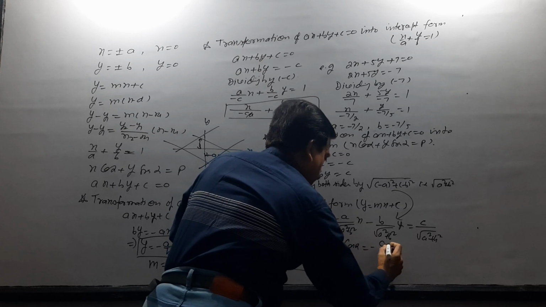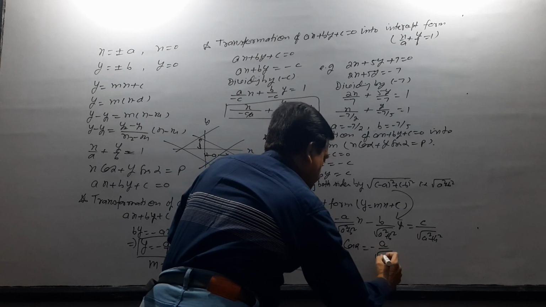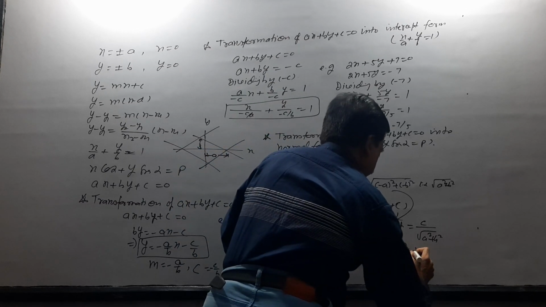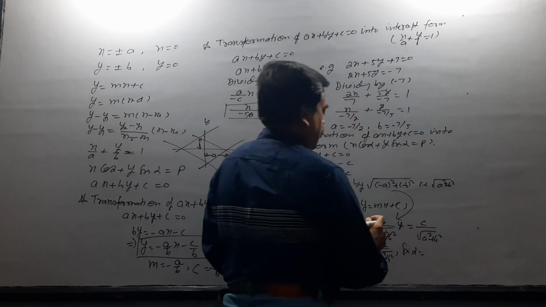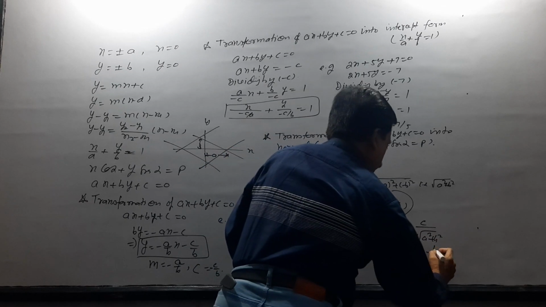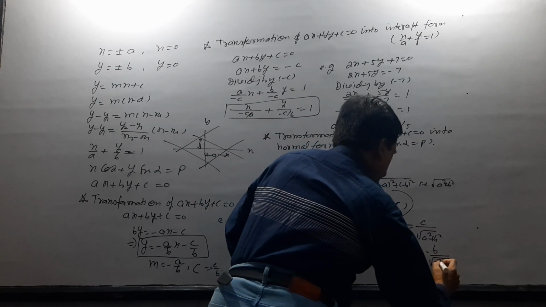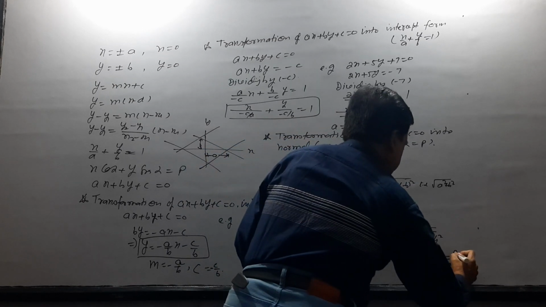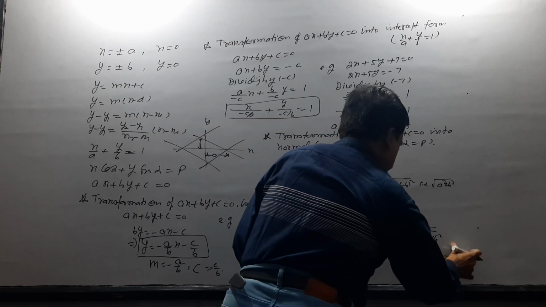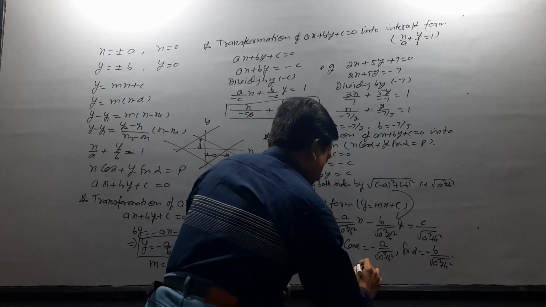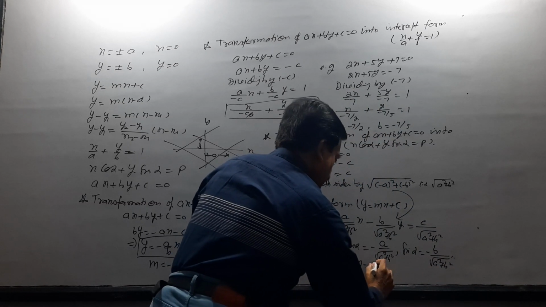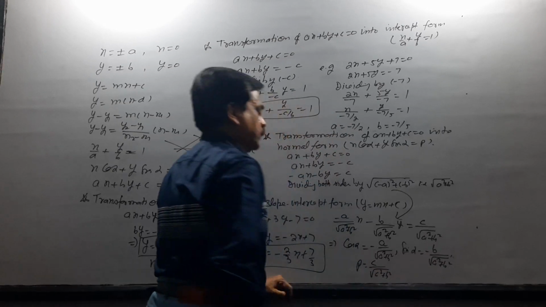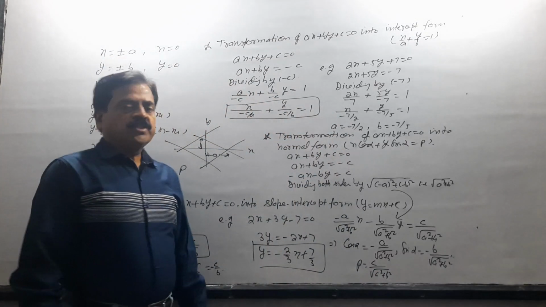Cos alpha is minus a upon root a square plus b square. Sin alpha is the coefficient of y, minus b upon root a square plus b square, and distance p equals c upon root a square plus b square. So this is the conversion.